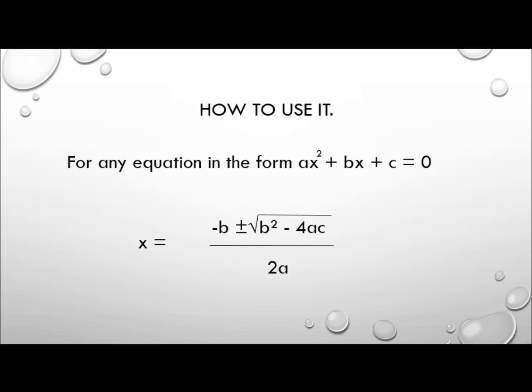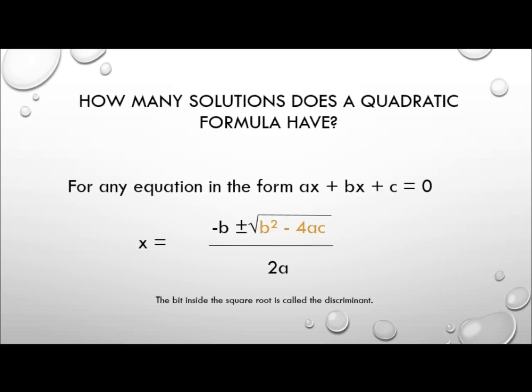For any equation in the form of ax squared plus bx plus c equals 0, where a, b and c are constants, x will equal negative b plus or minus the square root of b squared minus 4ac all over 2a. The bit inside the square root is called the discriminant.